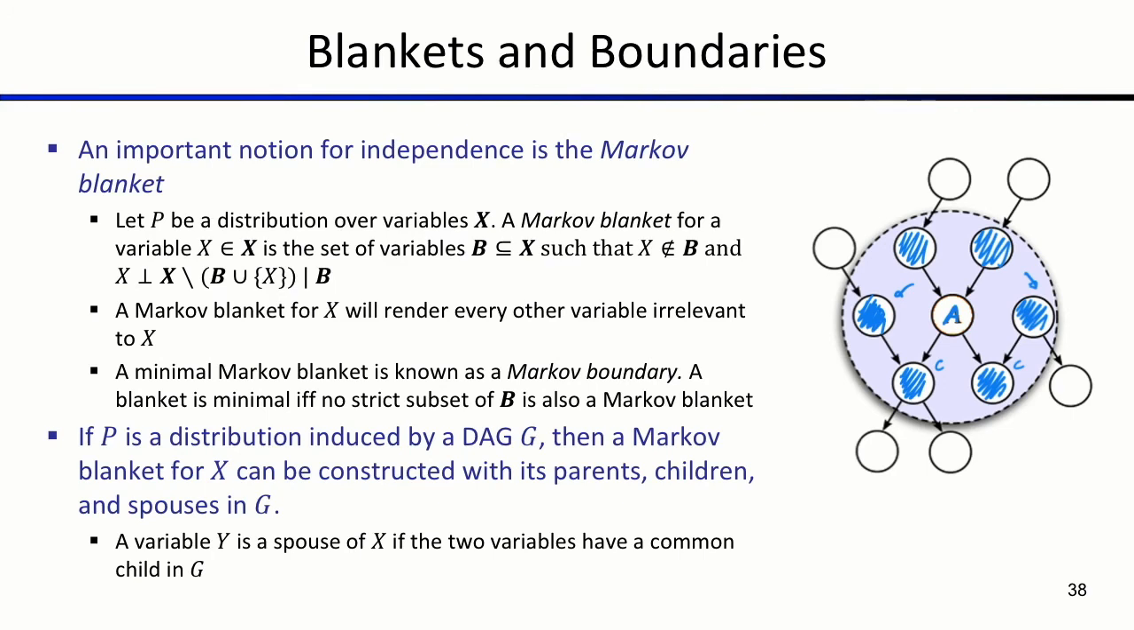So we call those variables the Markov blanket of A. And if this set of variables is minimal, we call it the Markov boundary of A. So this is the idea. The Markov blanket and boundaries are the set of variables that will make A independent from all the other variables in the graph. And if the blanket is minimal, so we cannot remove any other variable that is there, then we call it a boundary.